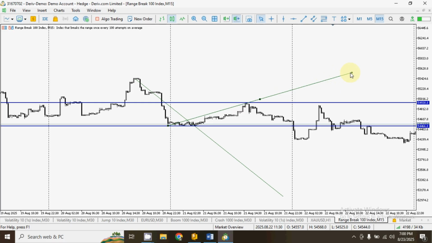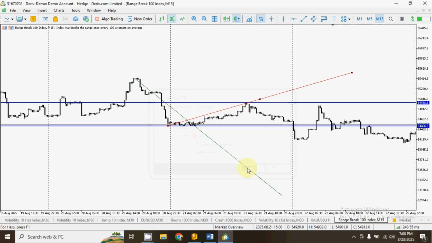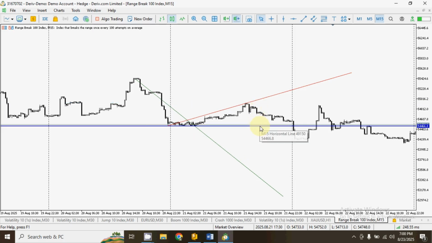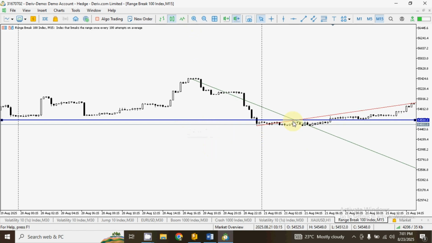Let me change the color of this trend line to red. Now you can proceed to delete these horizontal lines. Then use a horizontal line to mark the meeting point where the two trend lines meet. You can see this is the exact price where they crossed each other, right?